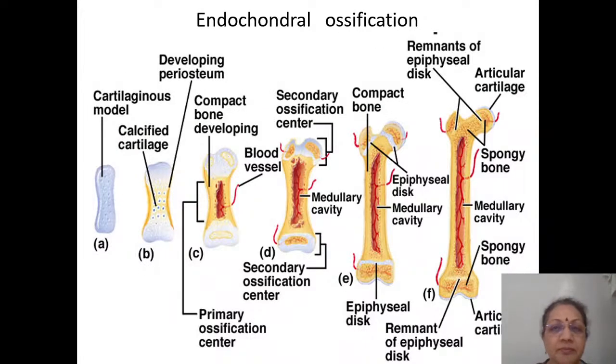So this is another picture saying the same thing. We first have a cartilaginous bundle, then you have the calcified cartilage with the developing periosteum, then you have the compact bone developing in the periphery of the diaphysis, blood vessel penetration, and appearance of the primary ossification center. At the next step, you have the appearance of a secondary ossification center, again with penetration of the blood vessels, and here already the inside of that cartilage, which was solid, is now becoming hollow to make place for the medullary cavity, which must house the hematogenous tissue.